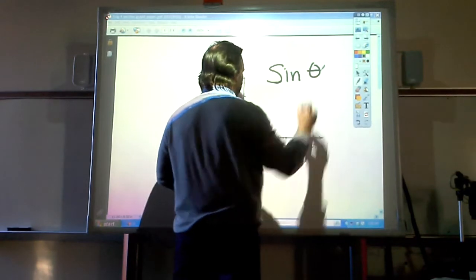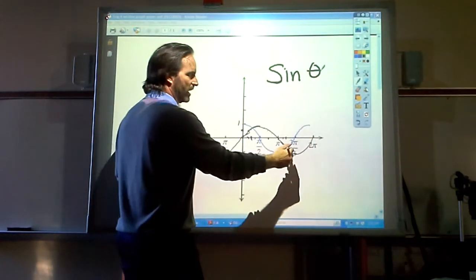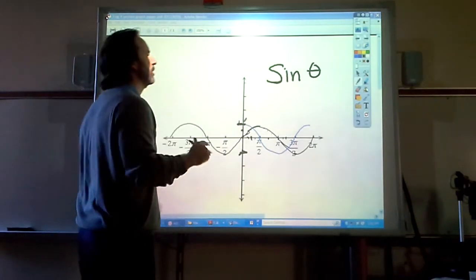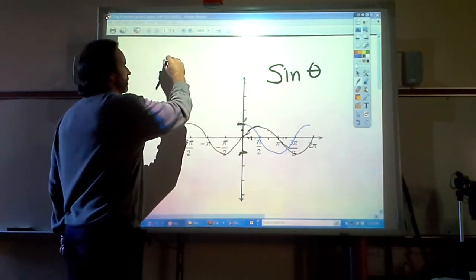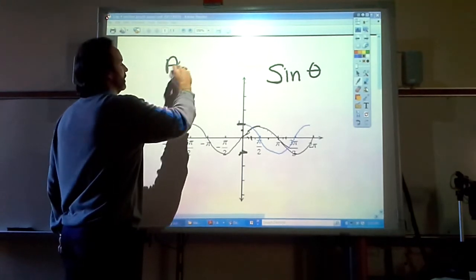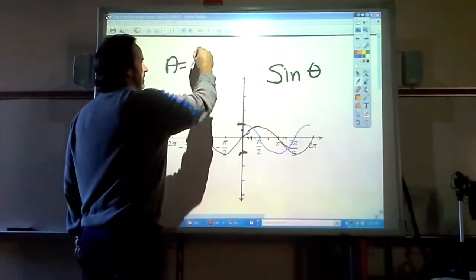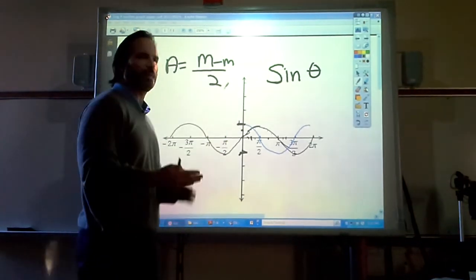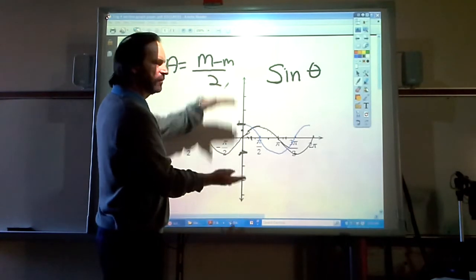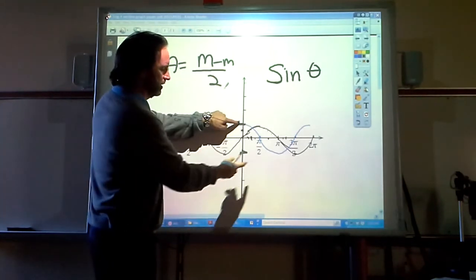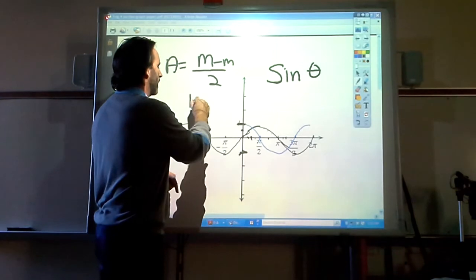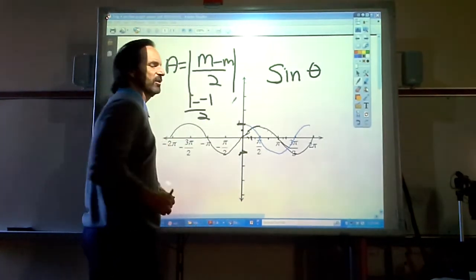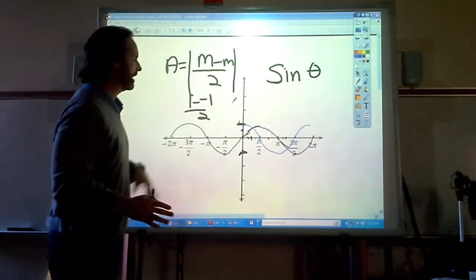Sine of theta, like I said, the max value is 1 and the min is negative 1. Okay? We'll learn about our amplitude. I'll be done in a second, sir. Okay. Amplitude is going to be my max value minus my min value divided by 2. That's what's called an amplitude. How high I go and how low I go, divided by 2. So I go from 1 to negative 1, 1 minus negative 1, and divide that by 2. And that's all under absolute value. Don't worry about that for right now, but my amplitude is 1.